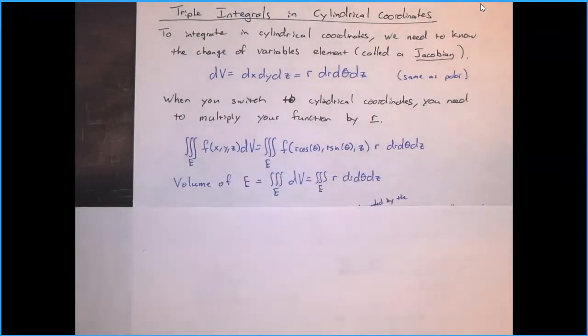So that means volume. In Cartesian coordinates, when we want to find volume, we just integrate 1. In cylindrical coordinates, we integrate r to find volume.